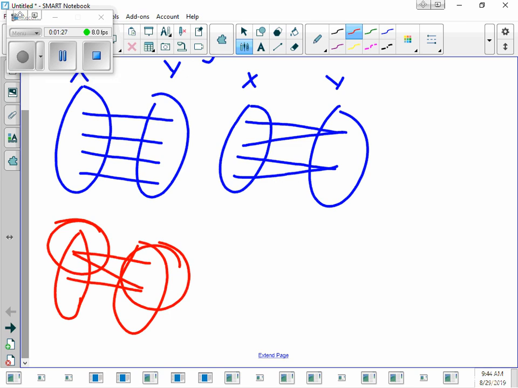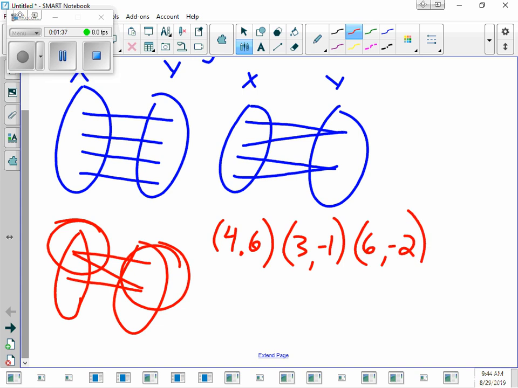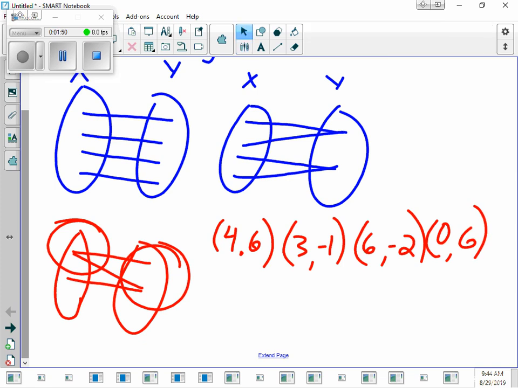Now numerically it would look something like a series of points. So 4, 6, the number 3 is attached to -1, and 6 is attached to -2, and that's a function. No two points contain an x value that's going to more than one place. If I sent the number 0 to 6, that's okay. Person 4 can live in city 6, and person 0 can live in city 6. That's totally fine. The trouble you get into is when one person is linked to two different cities.